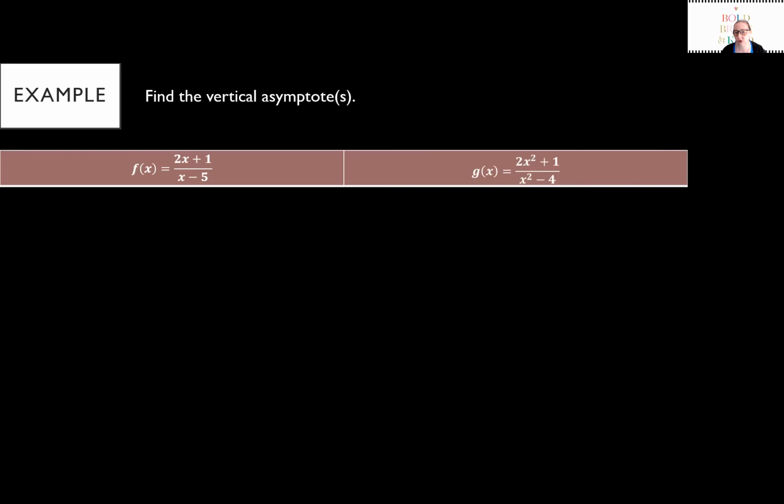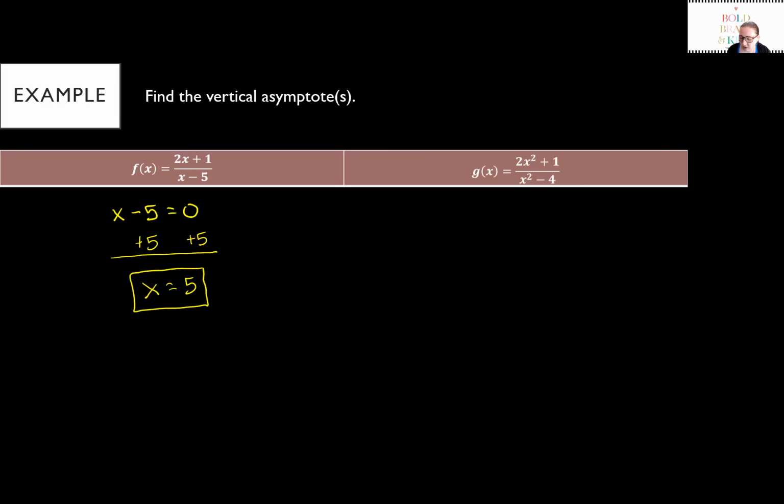So for 2x plus 1 over x minus 5, there's nothing to factor out. So we go straight to setting our denominator equal to 0. So I get x minus 5 equals 0. So you solve this. All I need to do is add 5 to both sides. And we get x equals 5 as our vertical asymptote.